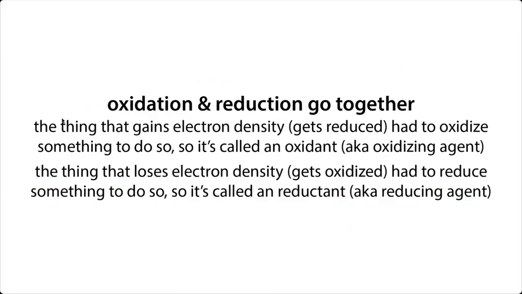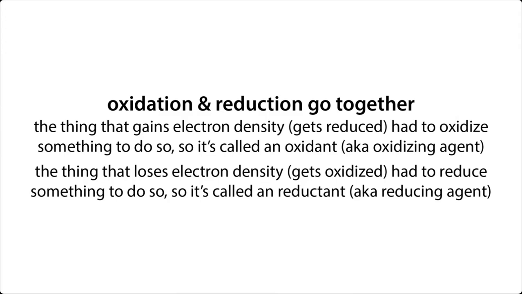Oxidation and reduction go together. If you're pulling electrons from one thing, you're pulling them to another thing. And so the thing that gains electron density, or gets reduced, had to oxidize something in order to do so. We call that first thing the oxidant or the oxidizing agent. The thing that loses electron density, the thing that's getting oxidized, had to reduce that other thing in order to do so. So it's called a reductant or a reducing agent.